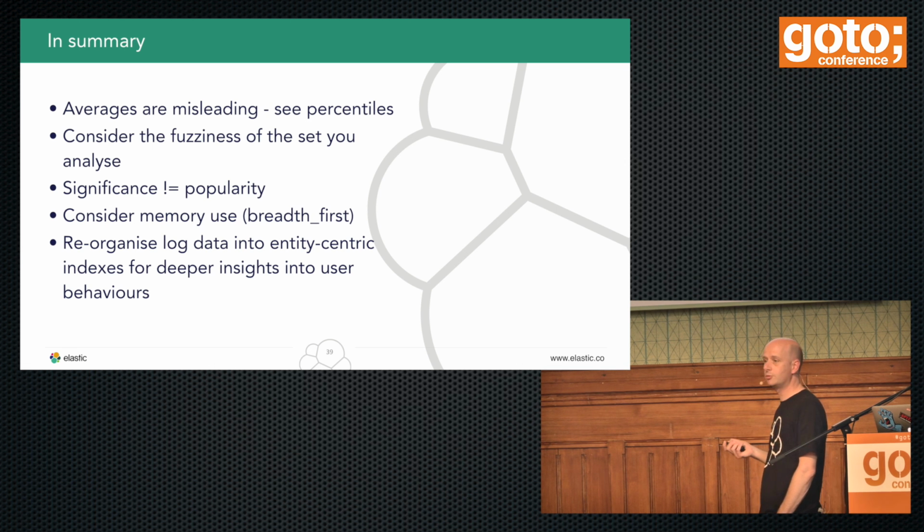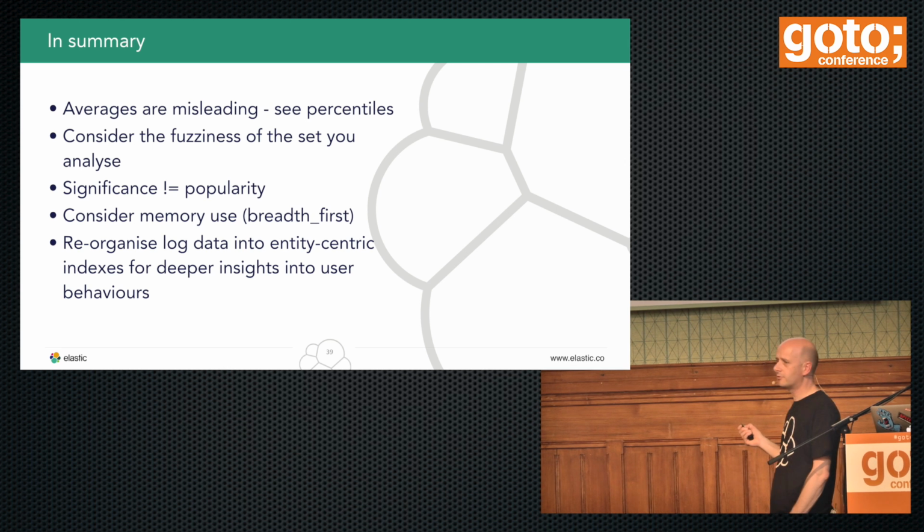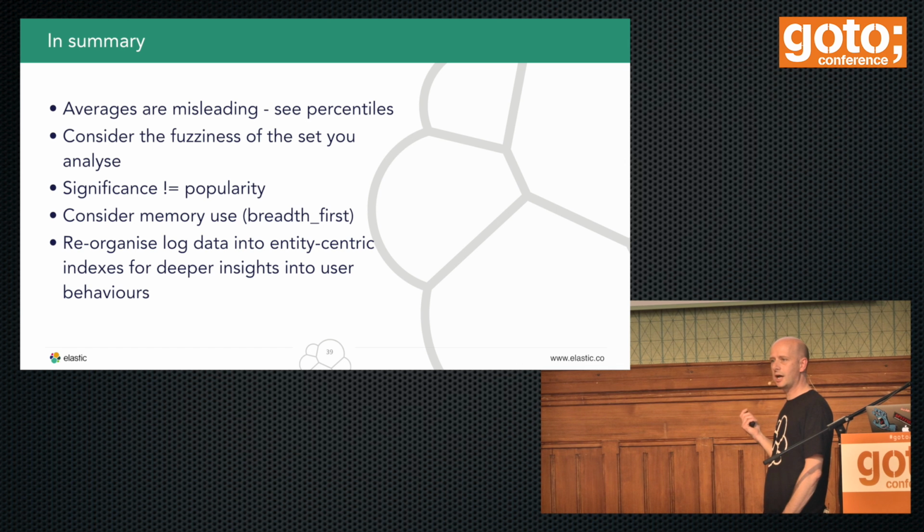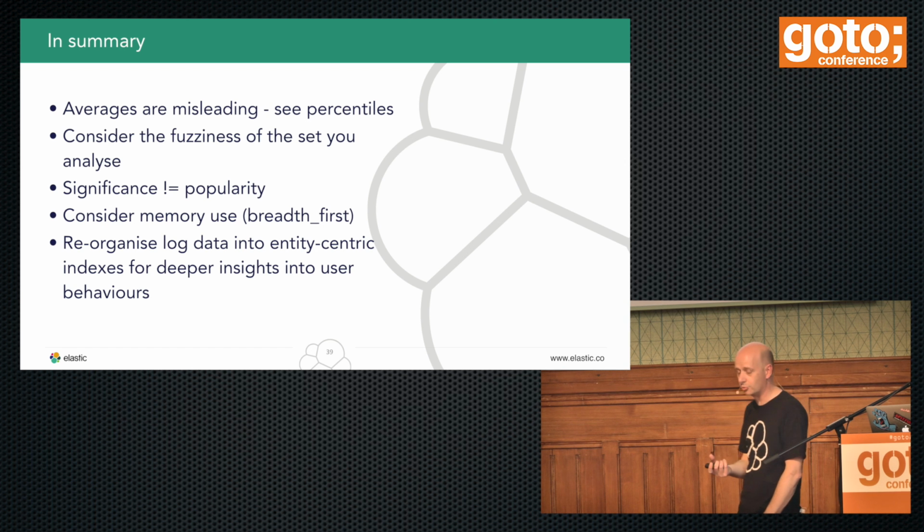You can get into trouble with aggregation sometimes when you're using memory, so consider the use of breadth first for some of these kind of big social network type things. And also consider reorganizing your data away from log records into entity-centric indexes that summarize behaviors of people. They're the things that you market to. They're the things that can represent fraud and risks to your business. So it's often useful to reorient your data around those.